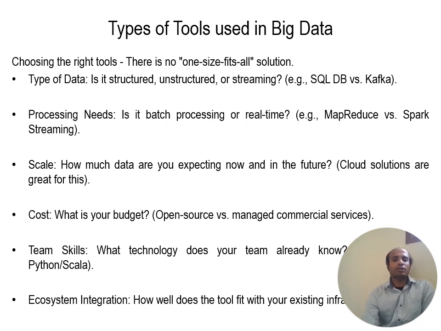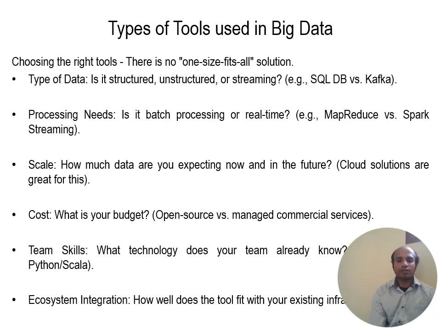Next is the processing needs. Is it batch processing or real time? So, for example, you can say rapid use of Spark Streaming. Then the other factor is scale. How much data are you handling now, and what can be expected for the near future? Cloud solutions are great for this, wherein you can try and predict and equip accordingly for the future.